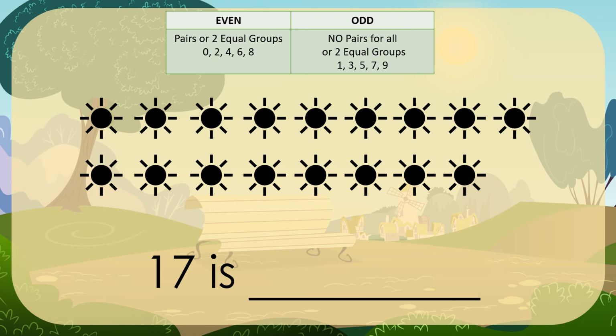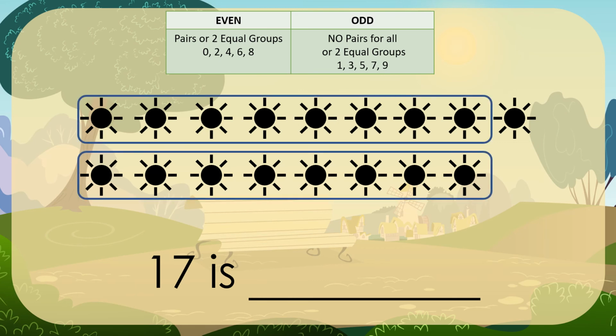Let's think about putting all of the suns into two equal groups. If I put all of the suns into two equal groups, I could have 8 suns in the top group and 8 suns in the bottom group, and those groups are equal, but I have 1 sun left over to make 17. So 17 is an odd number. We can also look at the structure of the number 17, and since 7 is in the ones place, 17 is an odd number.